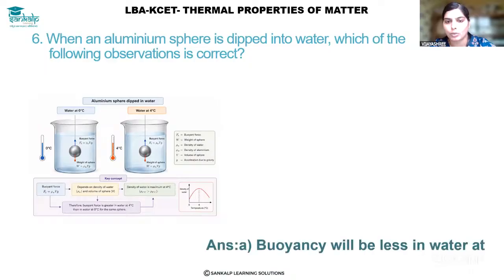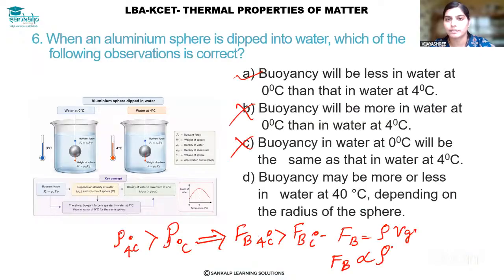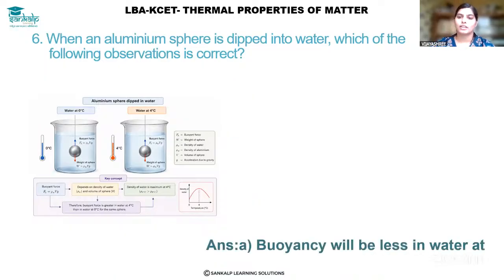So here option A is the correct option. Buoyancy will be less in water at 0 degree Celsius than in 4 degrees Celsius. So option A will be correct.